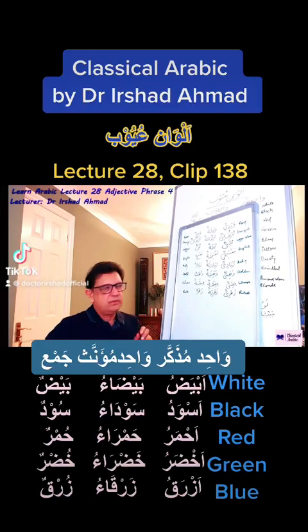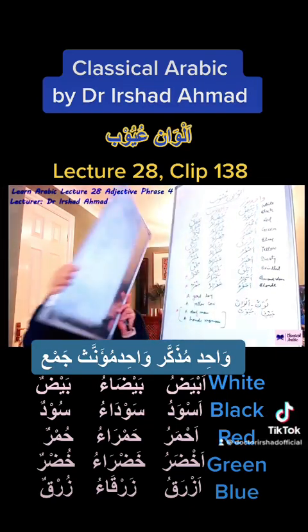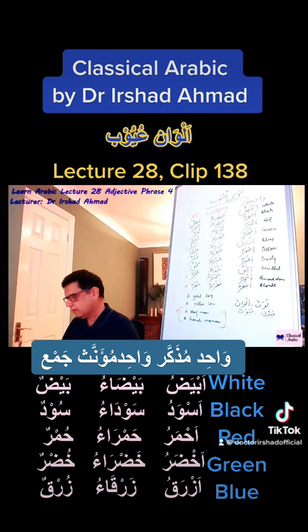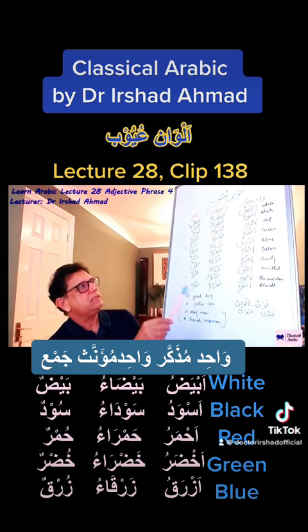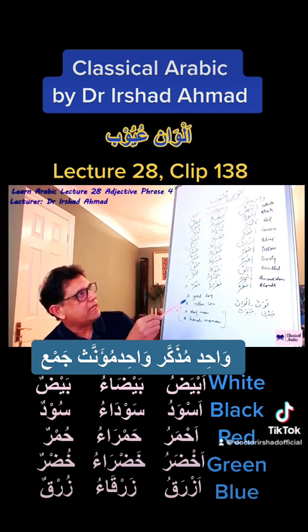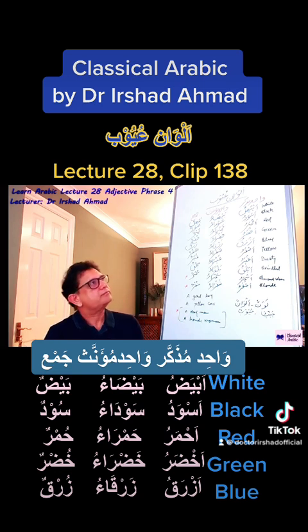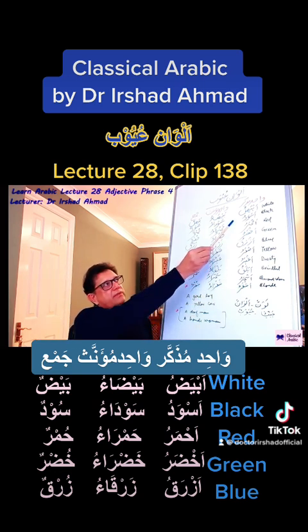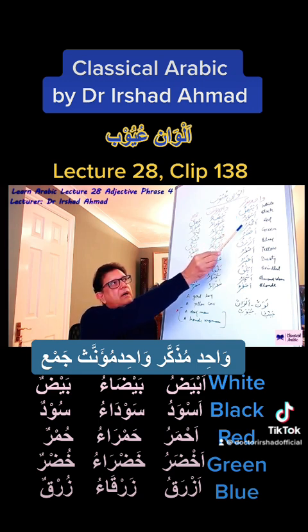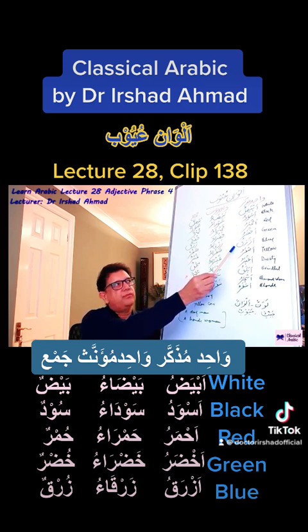Let's move on to the other group of colors, which clearly is a different pattern, and it's a unique pattern they fall into. So if we look up there, here, we've got for white, abyadu, aswadu for black, ahmaru for red, akhdaru for green, azraku for blue, and so on.